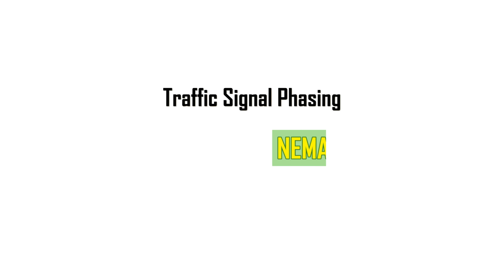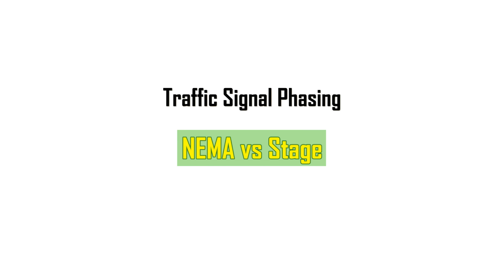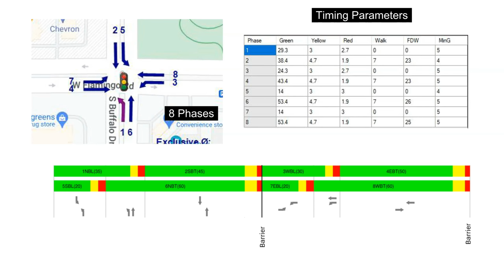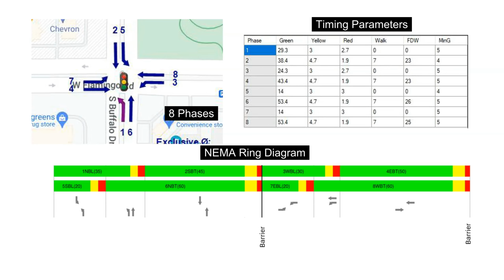This video explains the relationship between NEMA-based signal phasing, which is primarily used in North America, and stage-based signal phasing, which is predominant in many other countries. In the NEMA system, most standard signalized intersections can be controlled using no more than 8 phases, as shown in this example. For now, consider a signal phase to be associated with a particular traffic movement. Each phase is numbered in accordance with the NEMA phase and ring structure, which will be described later.